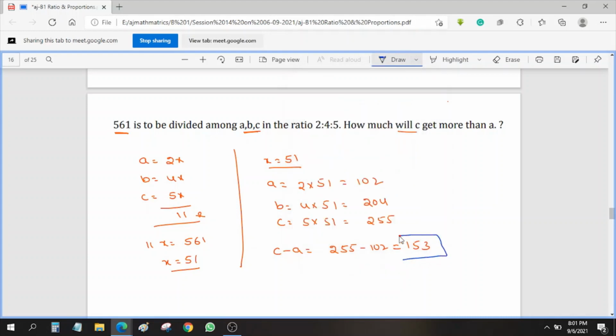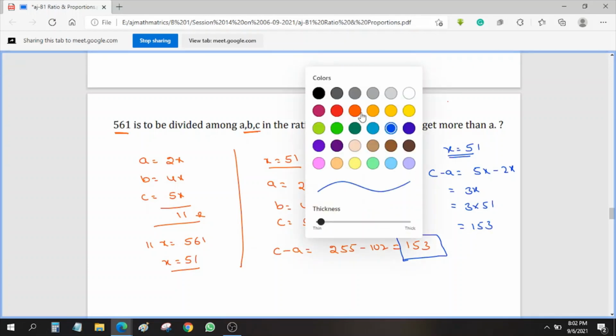Okay, so 153 is the answer for the question, but I suggest you not do it like this. Then what is the way of doing it? After knowing x equals 51, you can simply find c minus a like this. C value is 5x, a value is 2x, so c minus a is 3x. With x equal to 51, 3x is equal to 153. So directly you can find it like this.